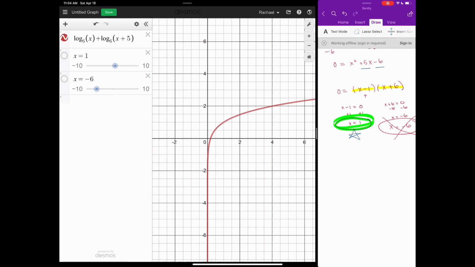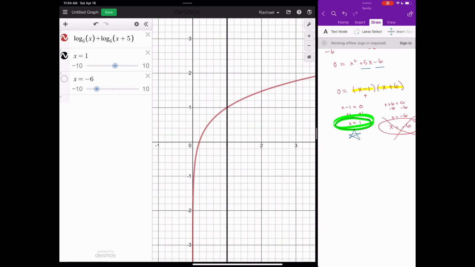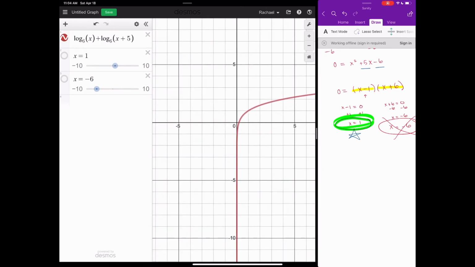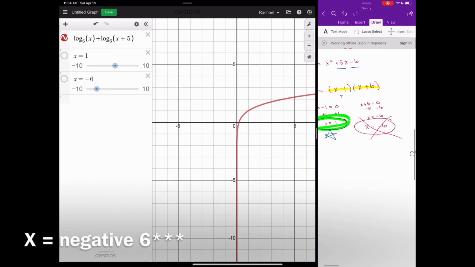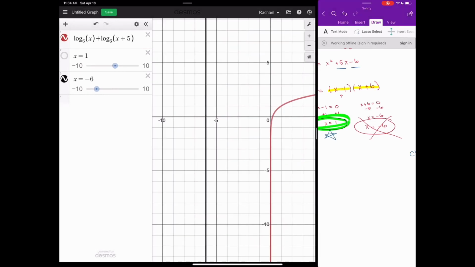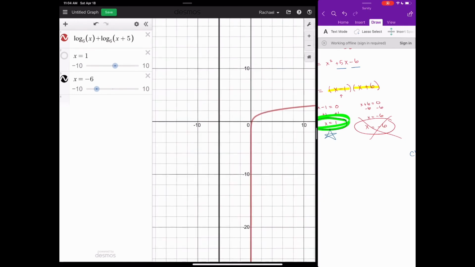If I graph x equals 1, I turn that line on and look right here. I do have a solution between these two lines, between these two curves. They intersect somewhere. There is a solution to that system, so x equals 1 has to work. If I turn that off and turn on the solution of x equals -6, which we found, there's my line over here. Does it ever touch that line?